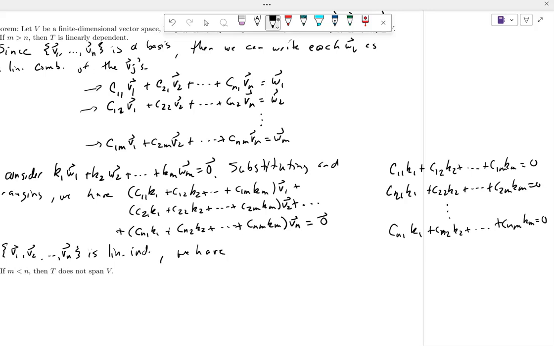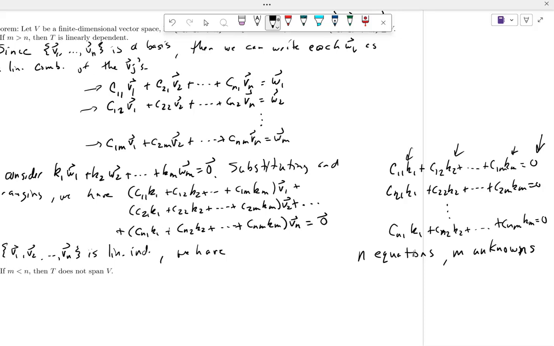Right? How many equations are there? How many coefficients were there for the V's? How many equations do we have? N. How many variables are we trying to solve for? M, right? The K's are the variables that we're trying to solve for, right? So we have N equations, M unknowns. Oops. What kind of system do we have?